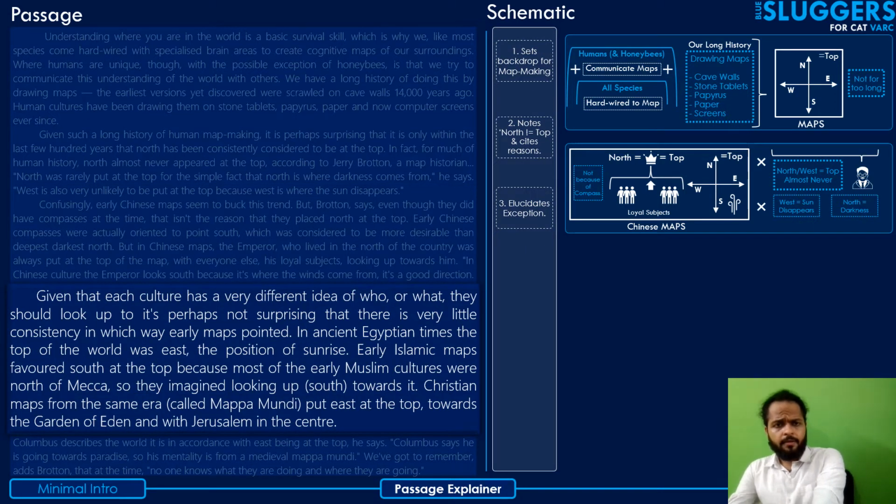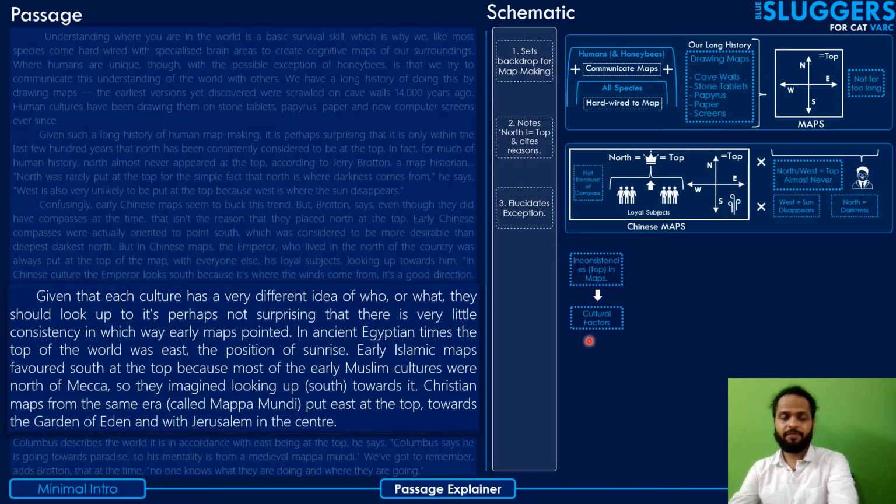Okay, next one. Given that each culture has a very different idea of who or what they should look up to, it's perhaps not surprising that there is very little consistency in which way early maps pointed, right? So what he means to say is that the inconsistencies across cultures in terms of what they put on the top of the maps correspond to cultural factors as to what they looked up to. So if I look up to something, then whatever direction I associate with that idea that I look up to, I'll put that direction on the top, right?